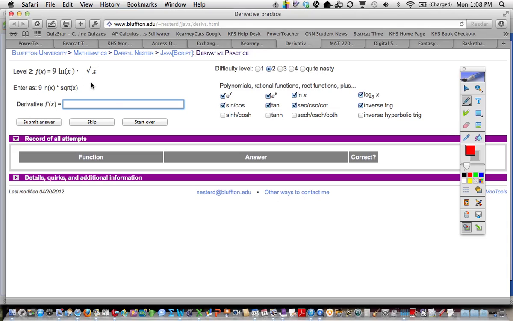Here's one right here. The second one has some implicit, and we'll get to those. We are going to do some of those. They both have some arc sine, arc cosine practice. This is 9 ln x times square root of x. Go ahead and try that one.